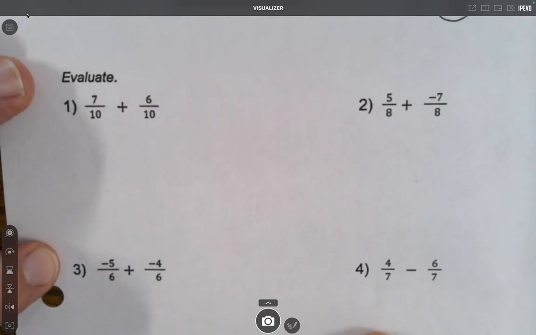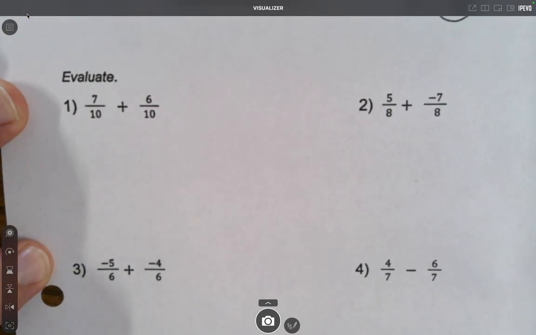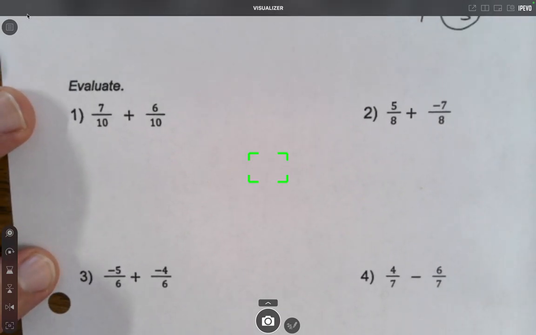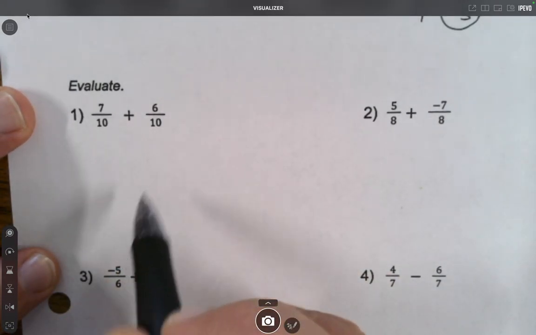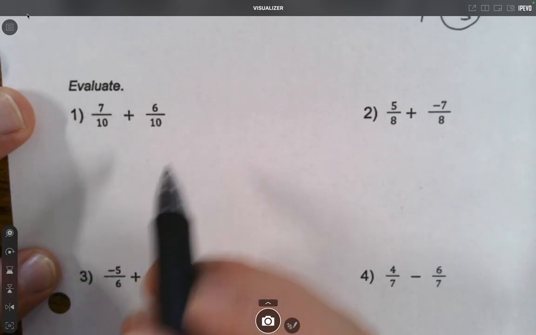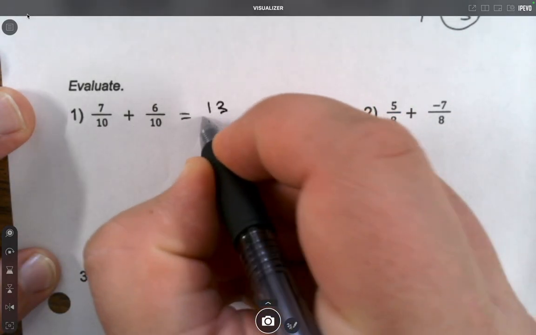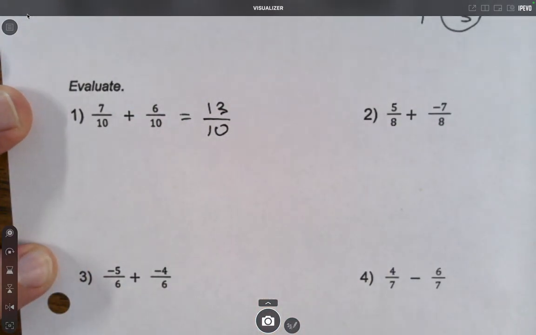Okay, the first few we have here are ones that have the same denominator. So this is 7/10 plus 6/10. Since I have the same denominator, I can go straight to step 3 where I just add these two together. 7 plus 6 is 13. I keep the denominator the same. And I cannot reduce that any farther because there's nothing that both 13 and 10 have in common.